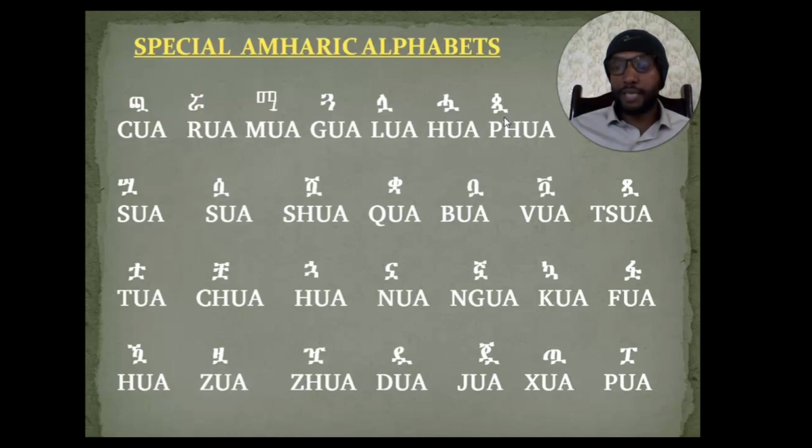We have said that there is a basic alphabet called Pa, and its subgroups say Pu, Pi, Pa, E, P, and Po. So this one is called what? Pua, and it comes from the basic alphabet called Pa, okay? The other special Amharic alphabet is called what? Swa. So this Swa comes from the basic alphabet called Sa, okay?